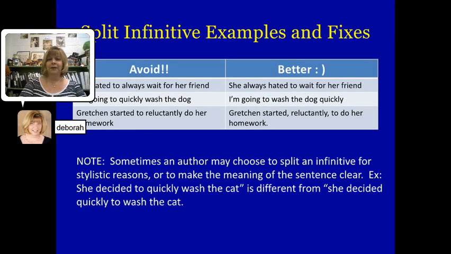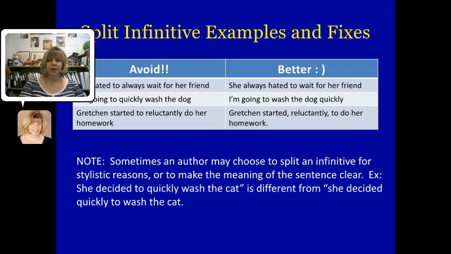Now here's some examples of split infinitives and some ways that you might fix that. So you look at the first one, she hated to always wait for her friend. Well, you have the infinitive is to wait. And what you want to do is instead make sure that your modifier, what is it that she hated to wait for? She always hated to wait for her friend rather than she hated to always wait. I'm going to quickly wash the dog as opposed to I'm going to wash the dog quickly. And finally, Gretchen started to reluctantly do her homework. Gretchen started, comma, reluctantly, comma, to do her homework.